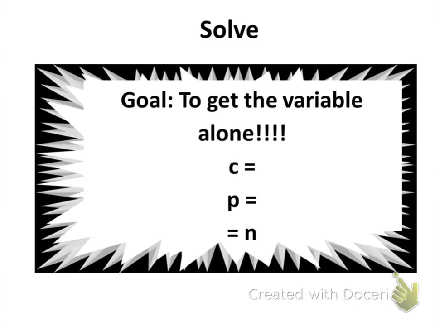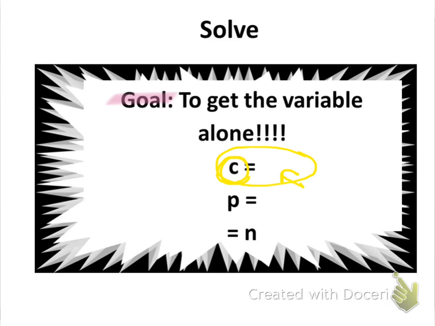To start, I want to remind you that our goal in these types of problems is to get the variable alone. This is just like the addition problems we did. We need to have an answer that looks something like this, where we have c equals and then a number, but there can't be anything else on the same side of the equal sign as the c. It can only be the c alone.